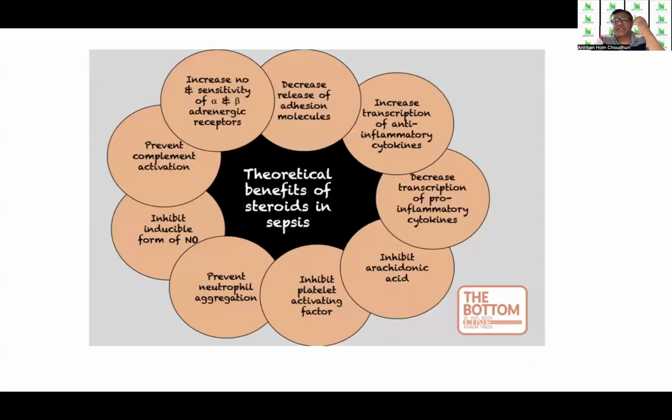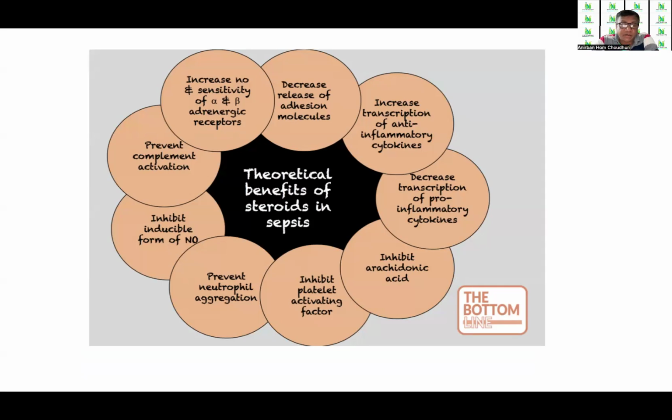There are certain theoretical benefits of steroids in sepsis: increased number and sensitivity of alpha and beta adrenergic receptors, decreased release of adhesion molecules, increased transcription of anti-inflammatory cytokines, decreased transcription of pro-inflammatory cytokines, inhibition of arachidonic acid, inhibition of platelet activating factors, prevention of neutrophil aggregation, and inhibition of the inducible form of nitric oxide.